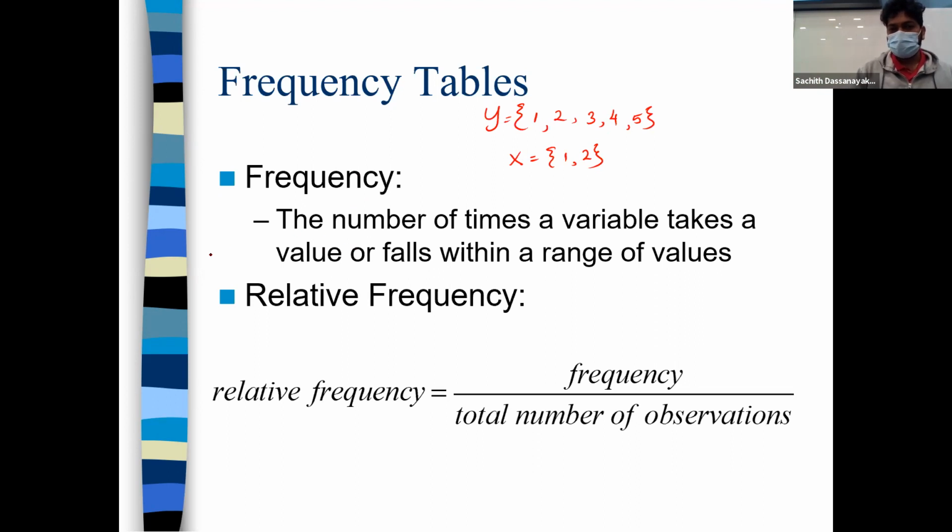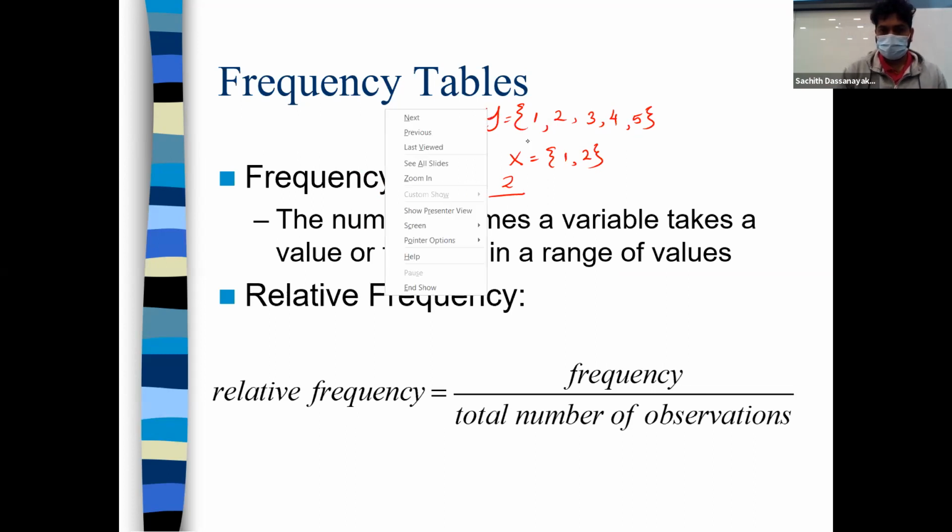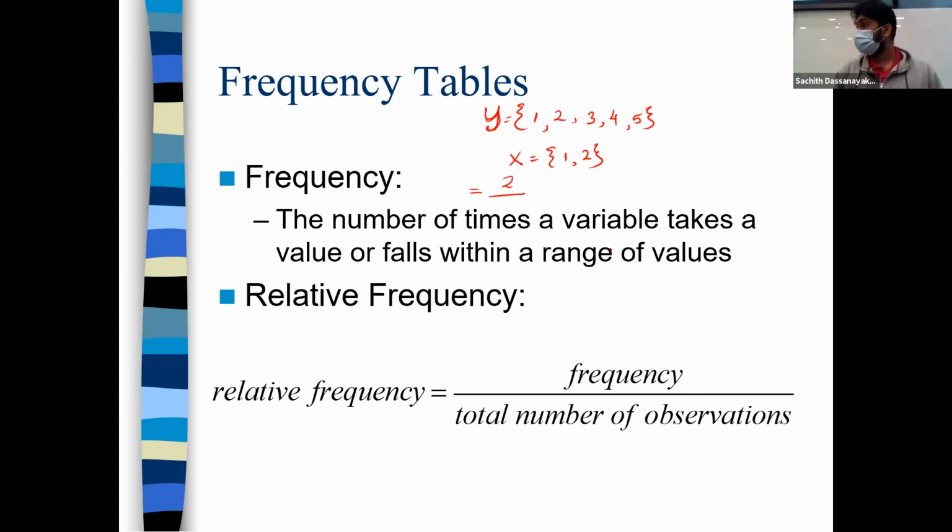So the relative frequency of x: how many occurrences in my x? Two, don't consider the values. Two occurrences, divided by the total number of occurrences, which is 5. Clear? Don't confuse this with that. This is the full set, the entire set. Y lives inside X. Clear?